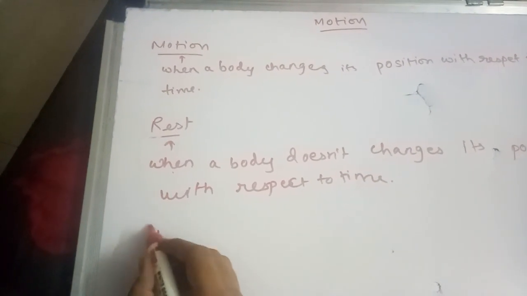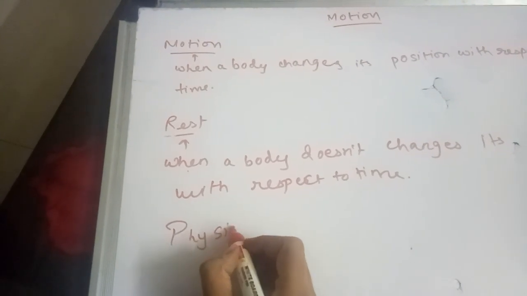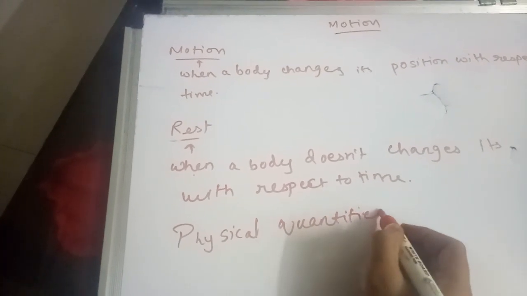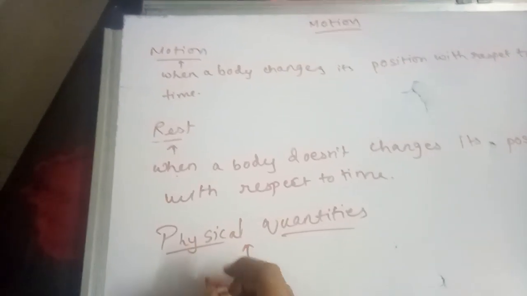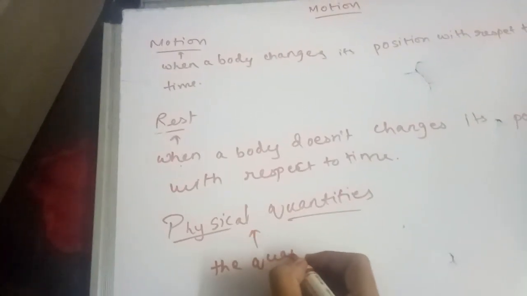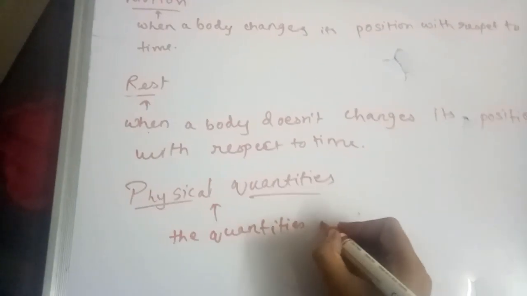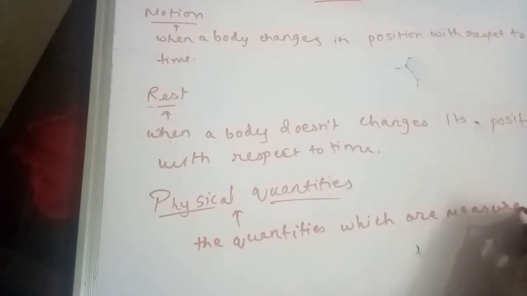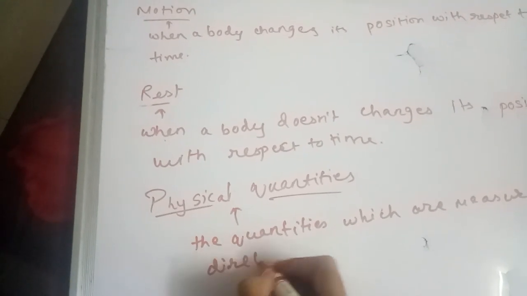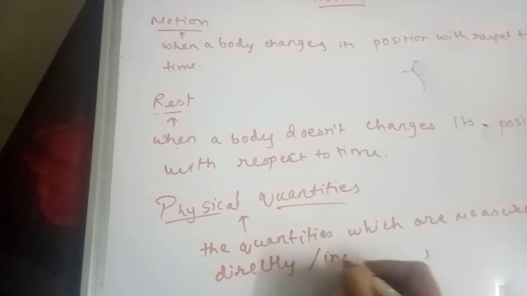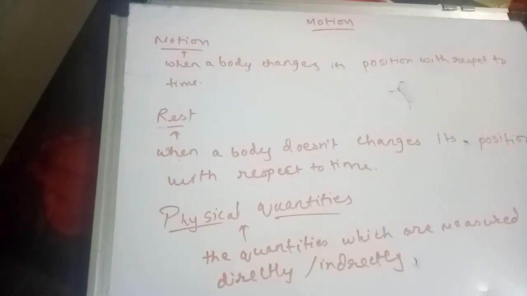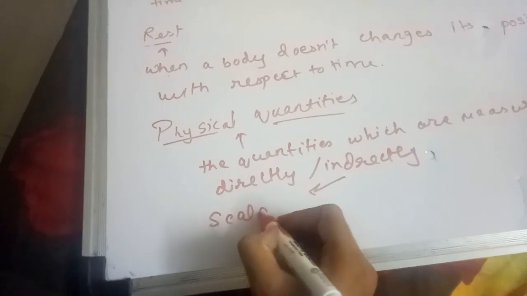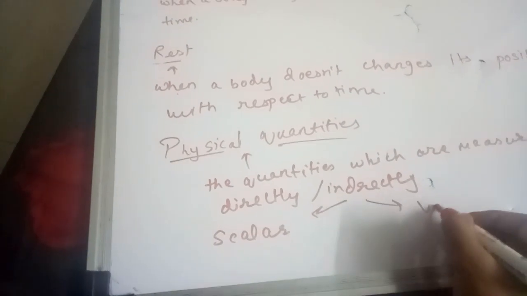Then comes physical quantities. What are they? Physical quantities are the quantities which are measured directly or indirectly. It is of two types: scalar and vector quantity.